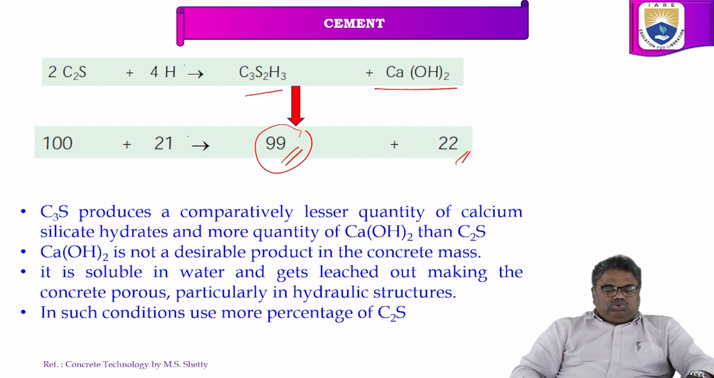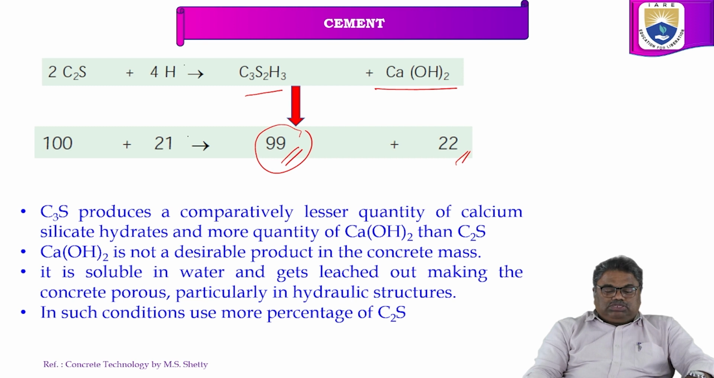So C3S will comparatively have less CSH gel and more Ca(OH)2 than C2S. Ca(OH)2 is not a desirable product in the concrete mass. It is a byproduct of the concrete mass, so it is not desirable for the concrete. It is soluble in water and gets leached out, making the concrete porous.